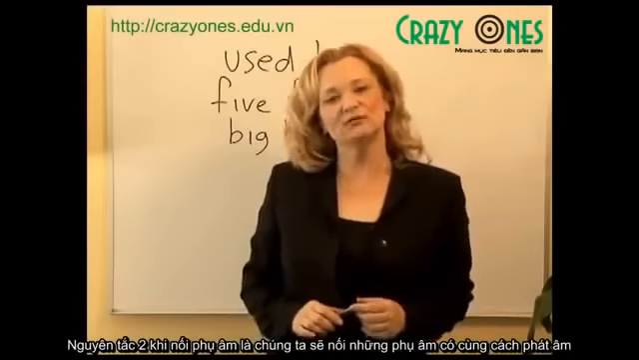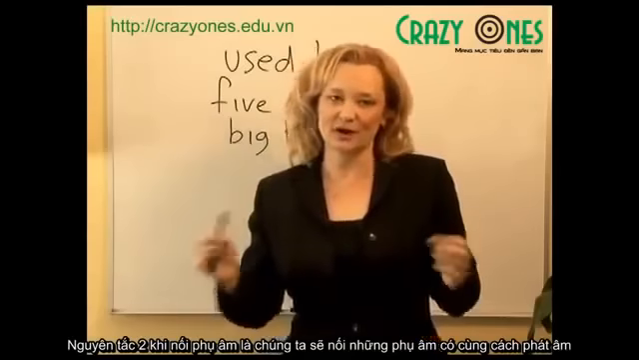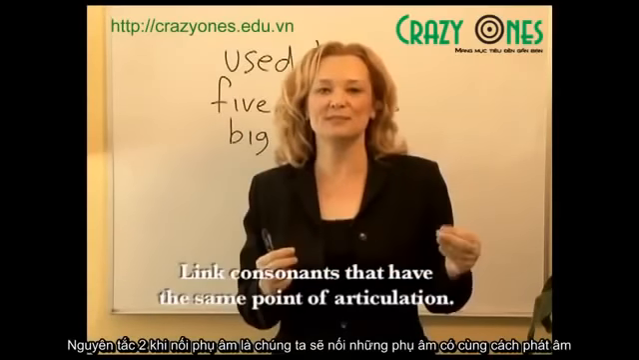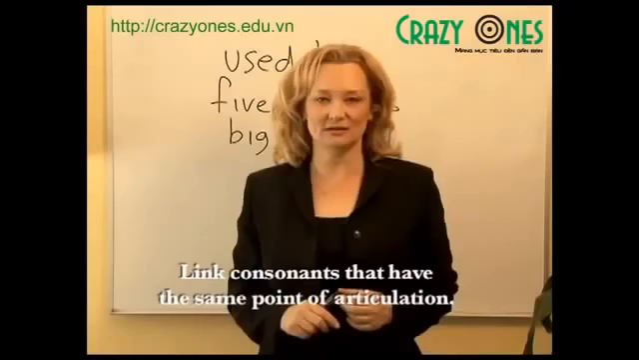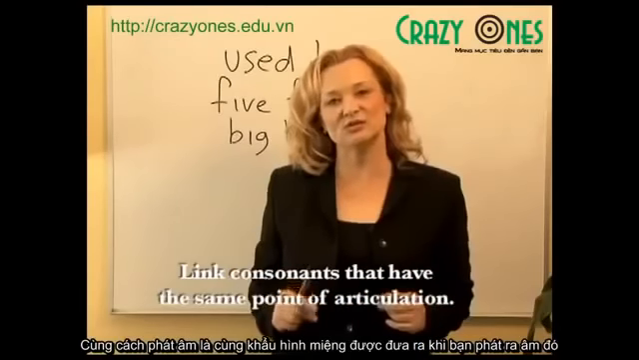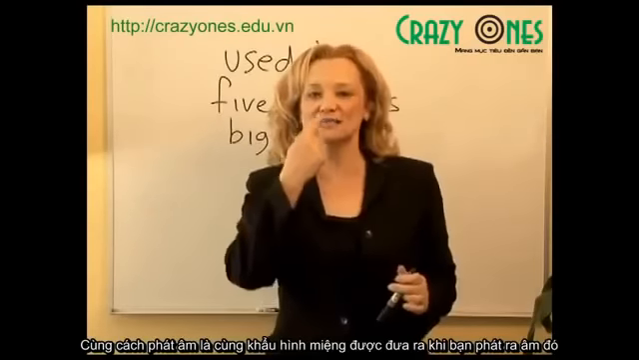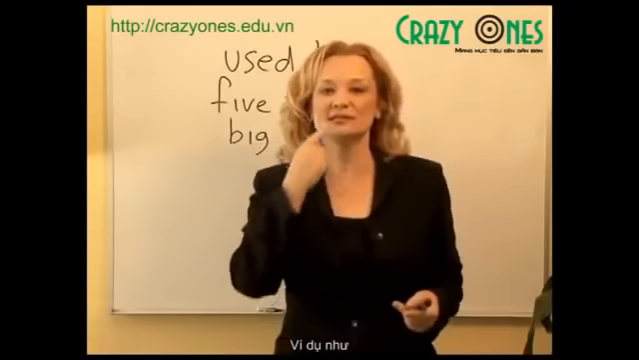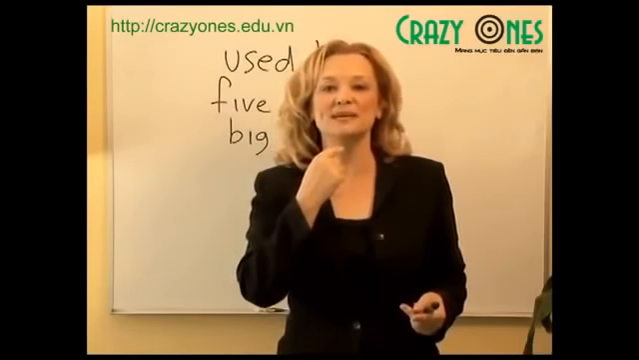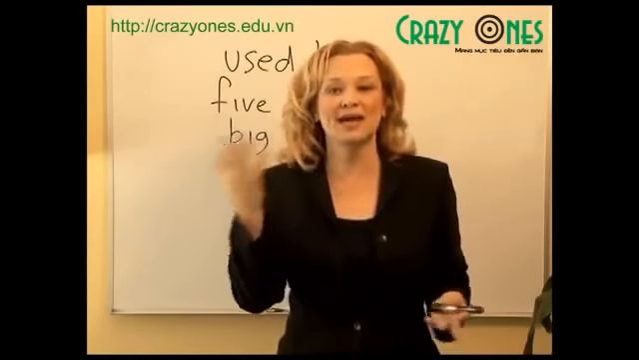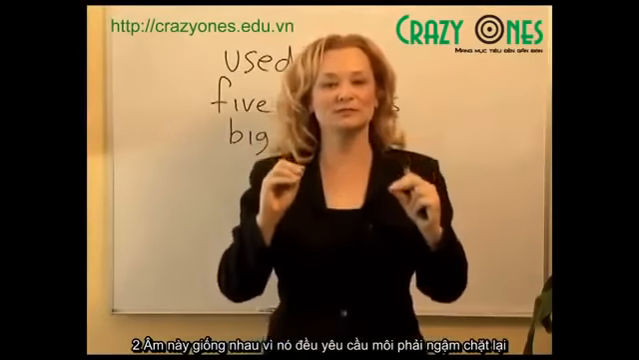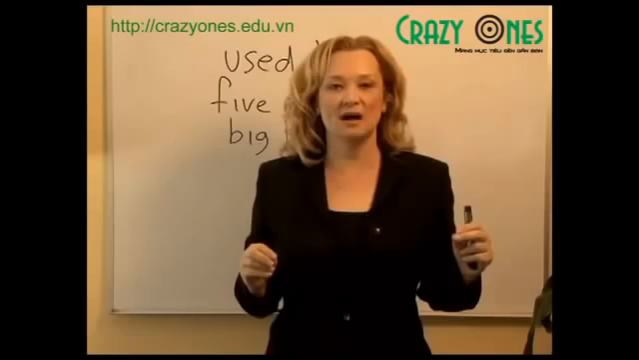The second rule of linking one consonant to another consonant is that we link consonants that have the same point of articulation. The point of articulation means the point of contact that is made for you to produce sounds. For example, P and B have the same point of articulation because both of them require the lips to close. P, B.